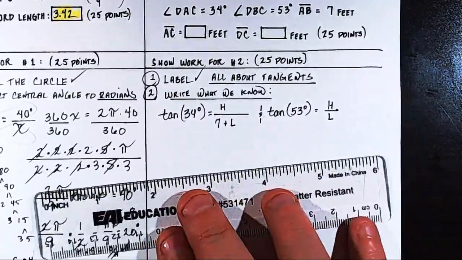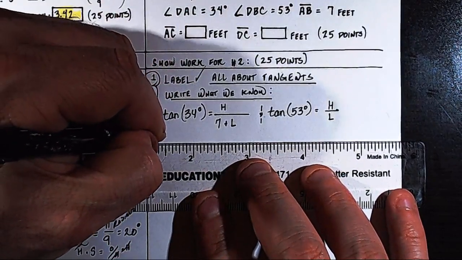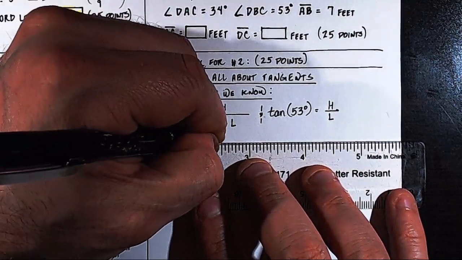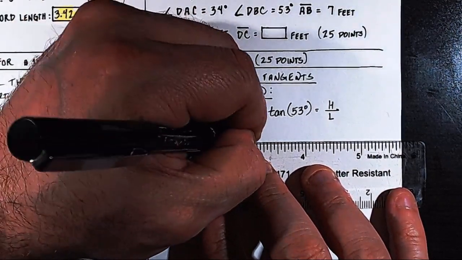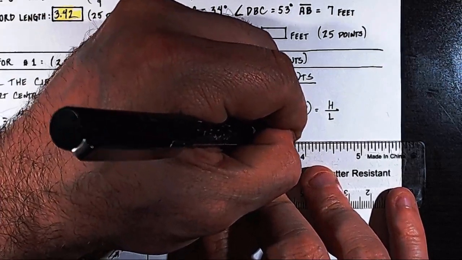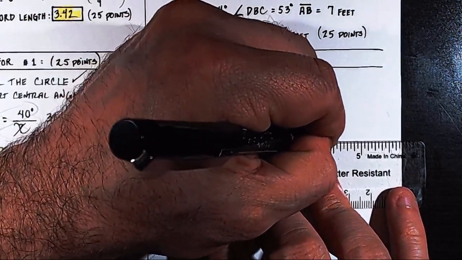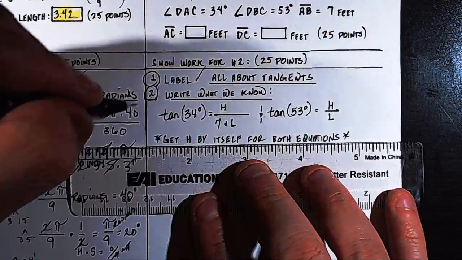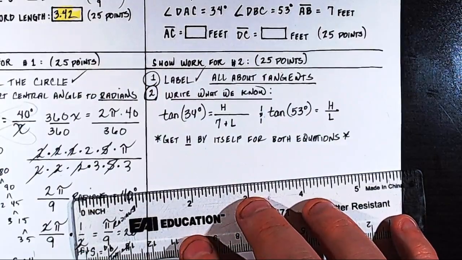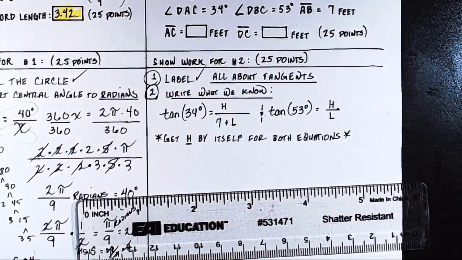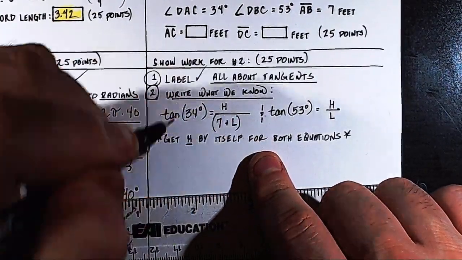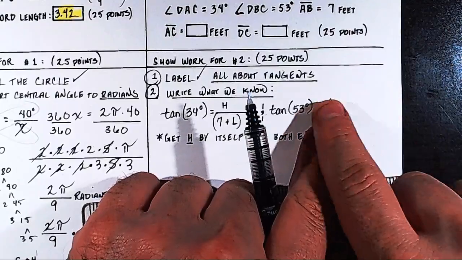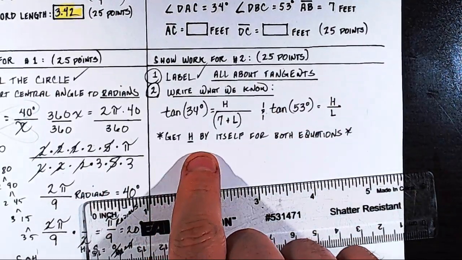So here's the key. Get h by itself for both equations. If you can do that, you're in good shape. So how am I going to do that for this one? Just think about it conceptually. I'm going to multiply both sides by 7 plus L, then I'll have h by itself. Over here, what am I going to do? I'm going to multiply both sides by L, then I'll have h by itself. So we'll do that here.